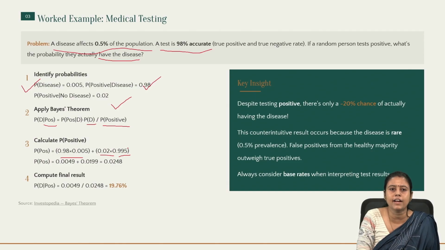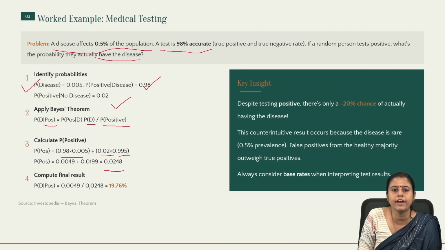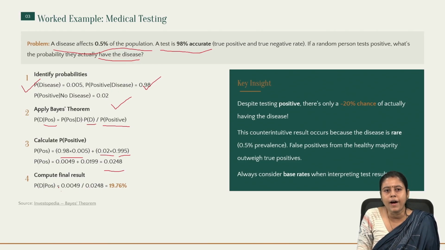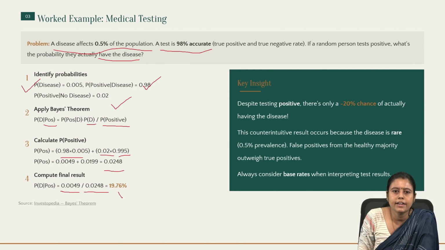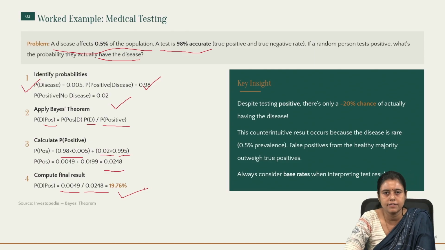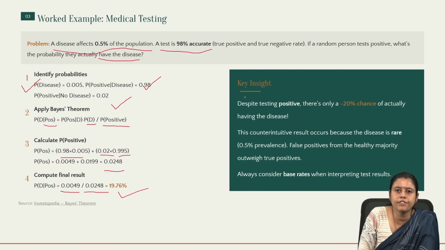So we add all these and we get the value 0.0248. Then what is the probability of disease given a positive output? The positive output came 0.0049 in the numerator, divided by 0.0248, and the value came to 19.76%. So despite testing positive, there is only about a 20% chance of actually having the disease.